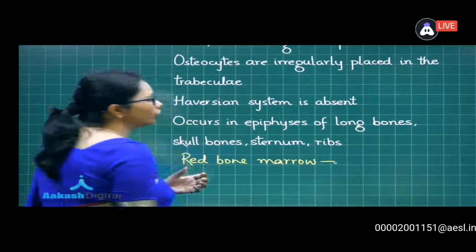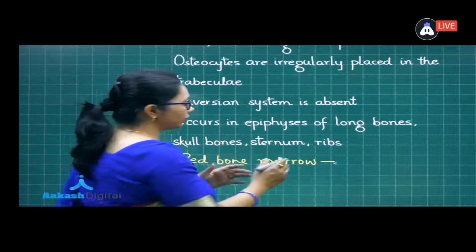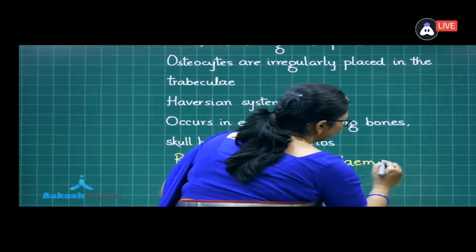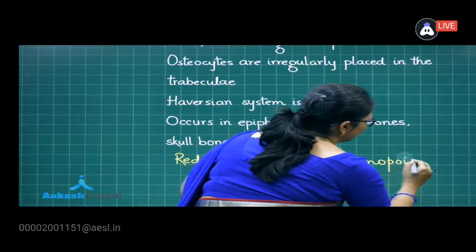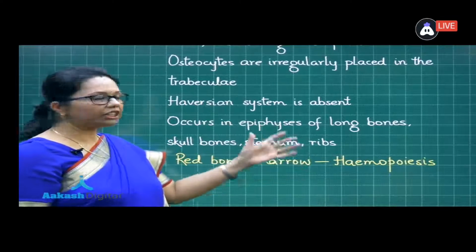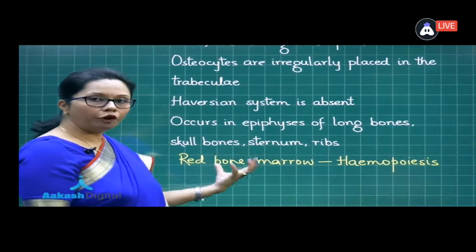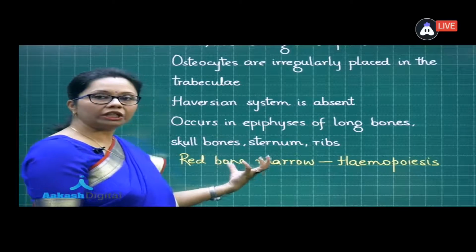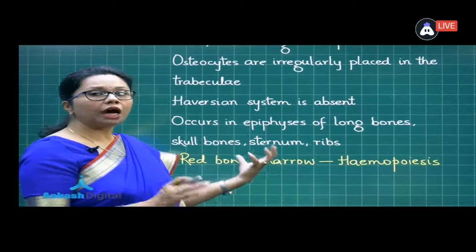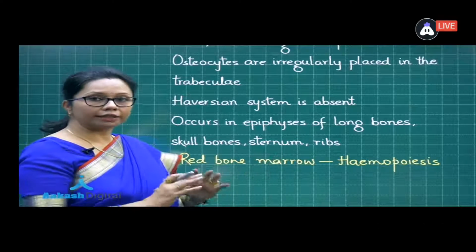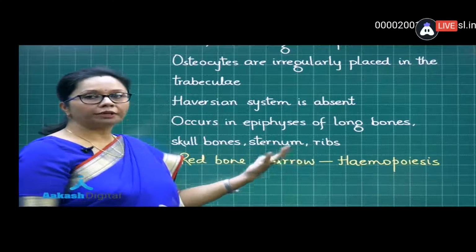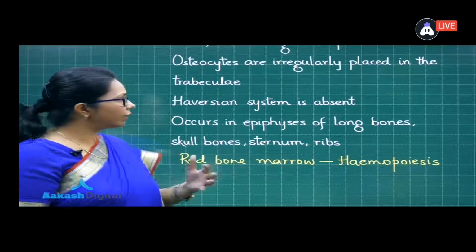This red bone marrow is the tissue where hemopoiesis, that is formation of blood cells, takes place. So all blood cells, that is WBCs, RBCs, platelets, they are forming from the stem cells present in the red bone marrow. The yellow bone marrow is not involved in hemopoiesis unless there is an emergency, that is there is excessive blood loss. In that case it will return to its embryonic stage and start manufacturing blood cells.